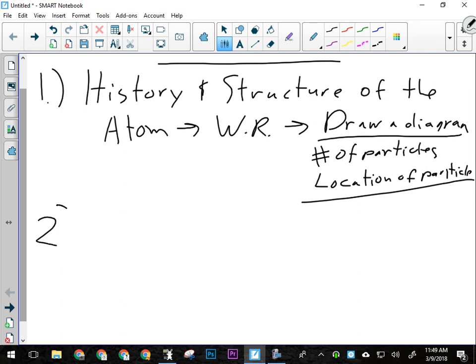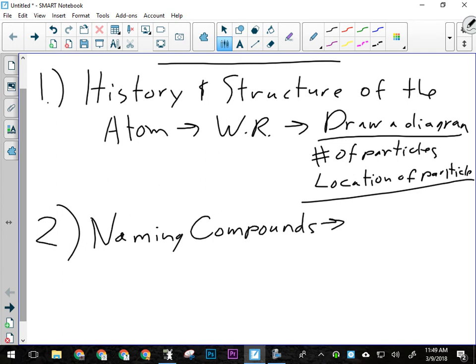Then we went over naming, which is probably our most fundamental skill for this entire unit. You can't do reactions if you can't write formulas. Okay. So yes, there'll be some multiple choice, like, what's the proper name of CuCl2? Right? You choose from the list of possible identities.